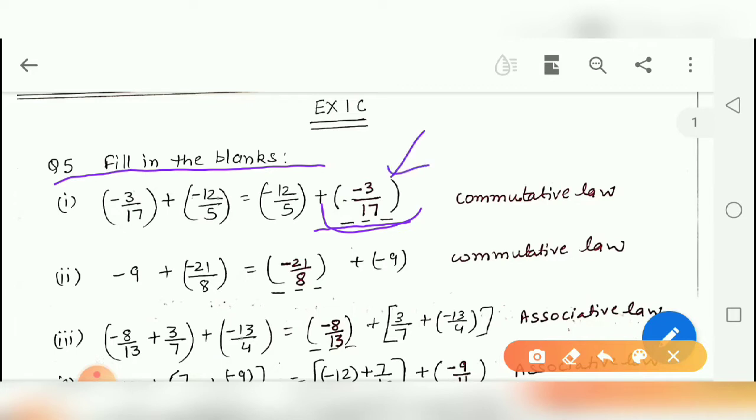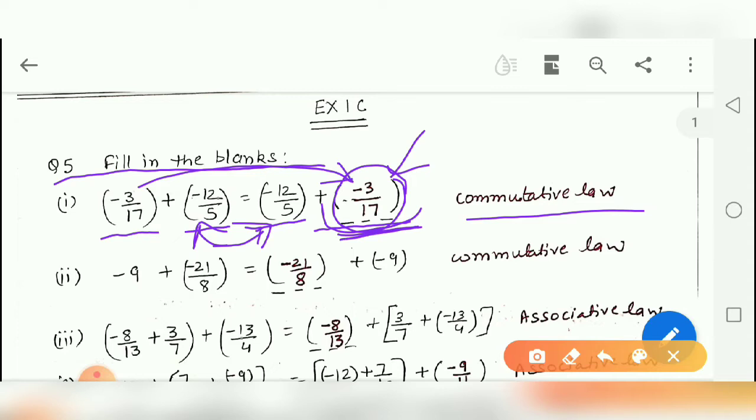fill in the blank. Like this, it is negative 3 upon 17 plus negative 12 upon 5 is equal to negative 12 upon 5 plus a blank. Here, the order is changed from left hand side to right hand side. Means commutative law. It's a commutative law. So, we'll change the order and write our answer as negative 3 upon 17, which is our first number.